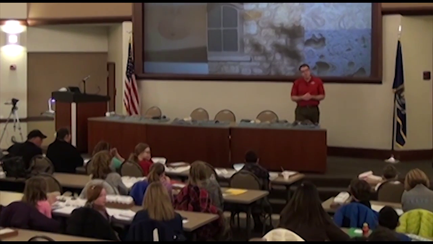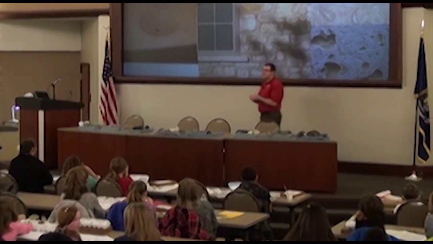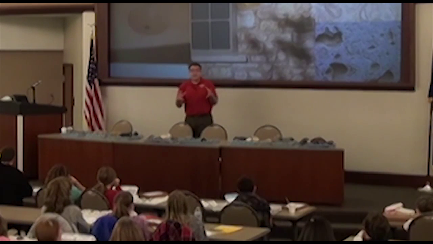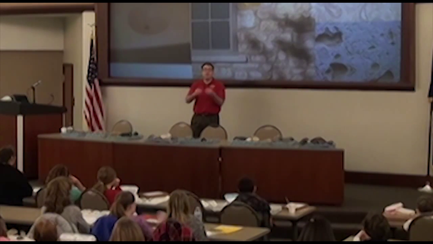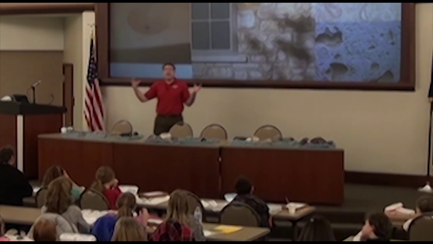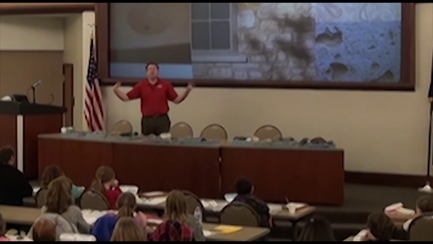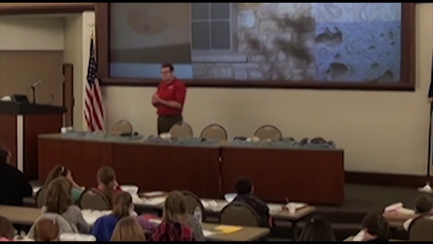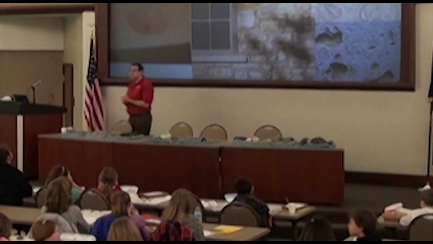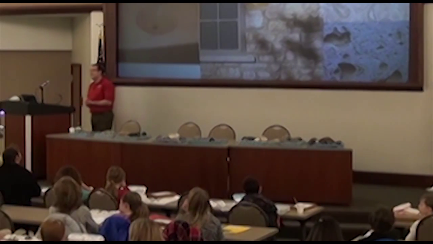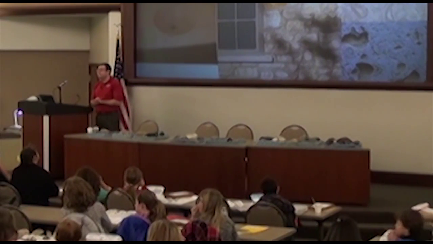How do fossils form? Well, fossils form when something that was alive gets buried pretty quickly before it has a chance to rot away or break up into pieces. And it gets buried quickly, and then eventually what it got buried by turns into a rock. That's the quickest way I can say it. So something living gets buried and preserved before it rots or falls apart.